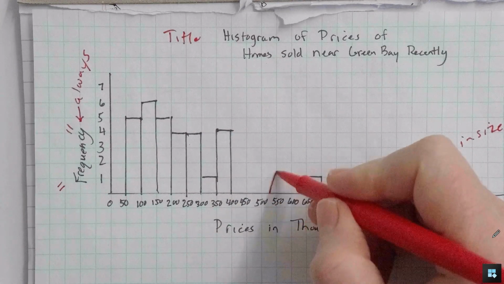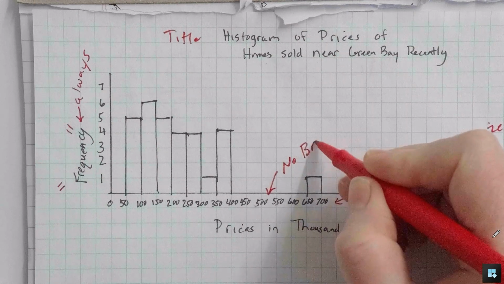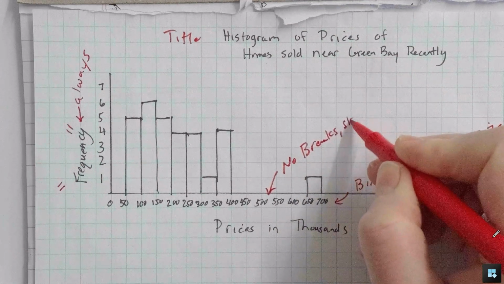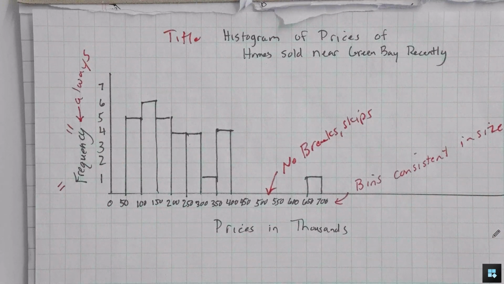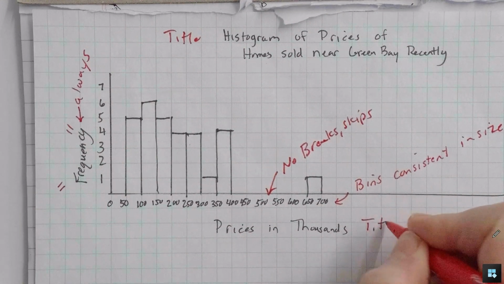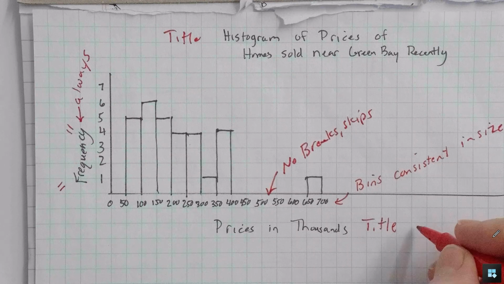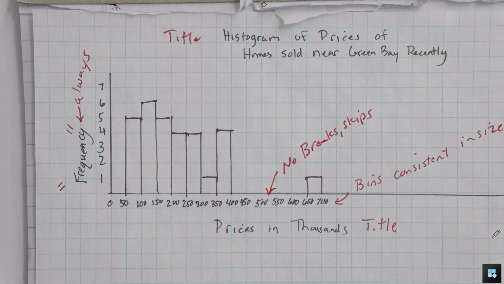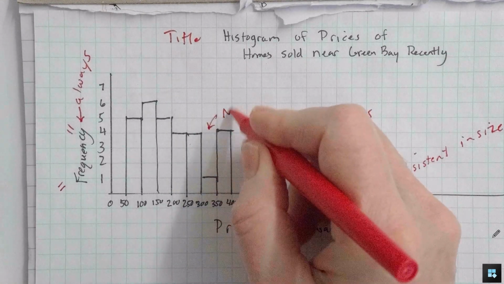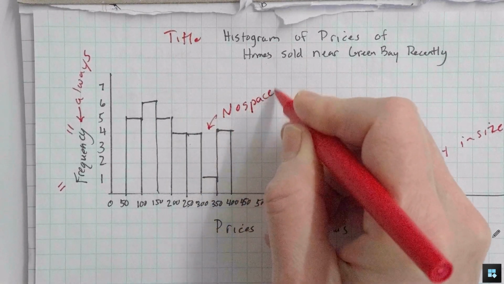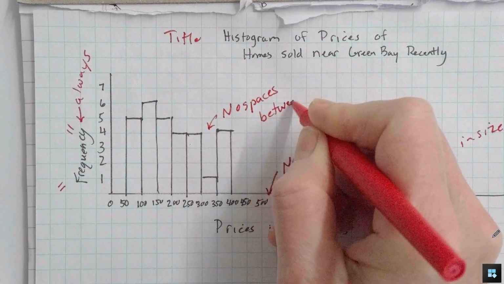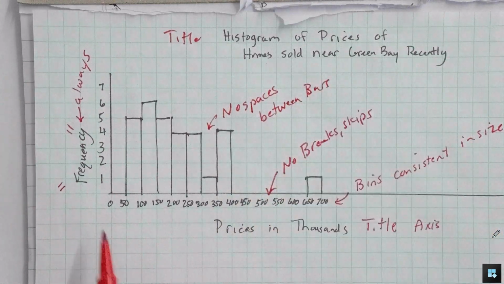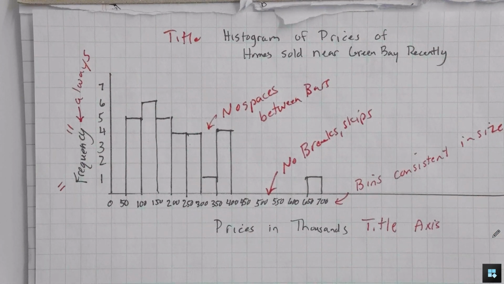So there's another thing. No breaks or skips. We didn't skip that. And you should have a title. Okay, so you have a title on the bottom axis, a title on the top, and the frequency title on the vertical axis. Another thing is there's no gaps, no spaces between bars. I don't spread out the bars. We clump them all together, squish them all up.